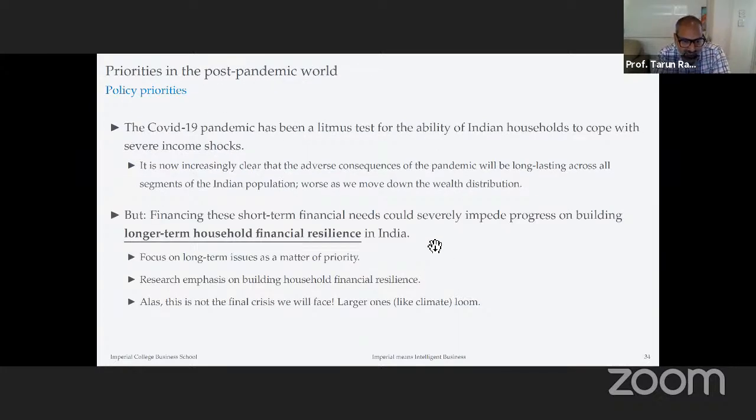But I think that financing these short-term financial needs, as we have seen households do in the RBI Household Finance Report, could severely impede progress on building longer-term household financial resilience in India.